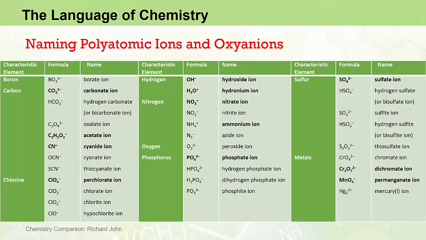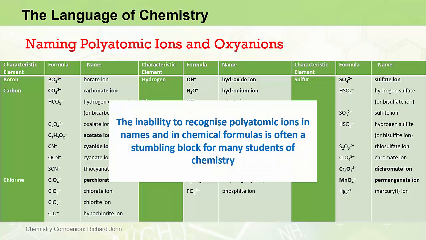Unfortunately, there is no easy way to learn the names and formulas for polyatomic ions, as they do not easily relate to the periodic table in the way that monatomic ions do. The inability to recognize polyatomic ions in names and in chemical formulas is often a stumbling block for many students starting out in chemistry. So here are a few hints to help you out.